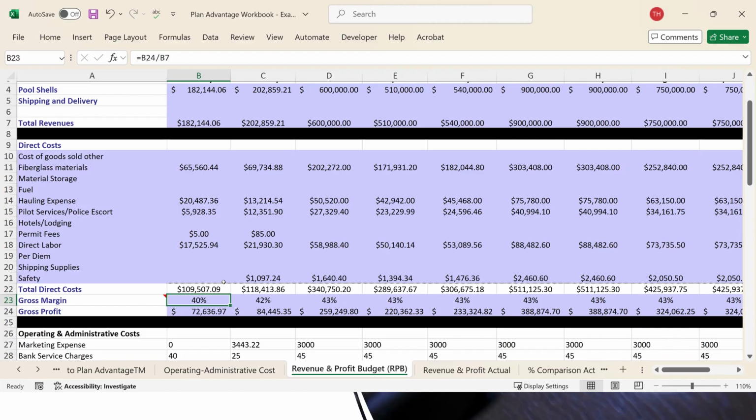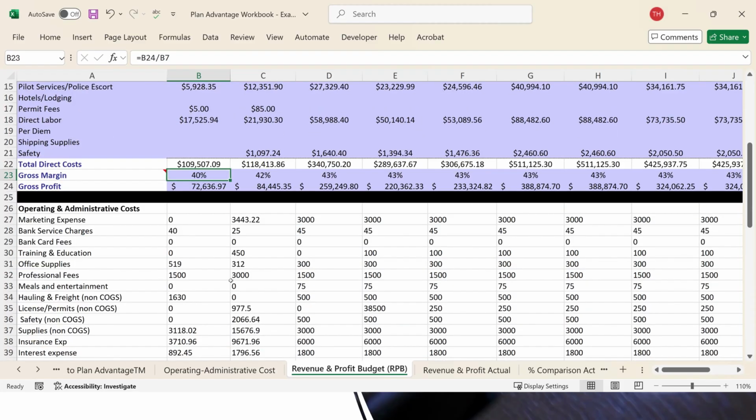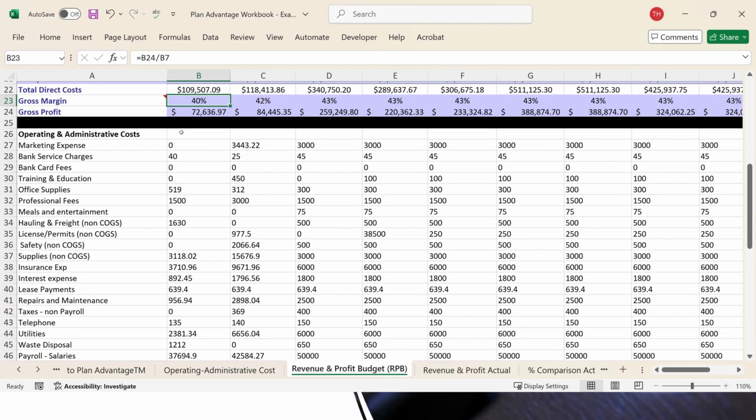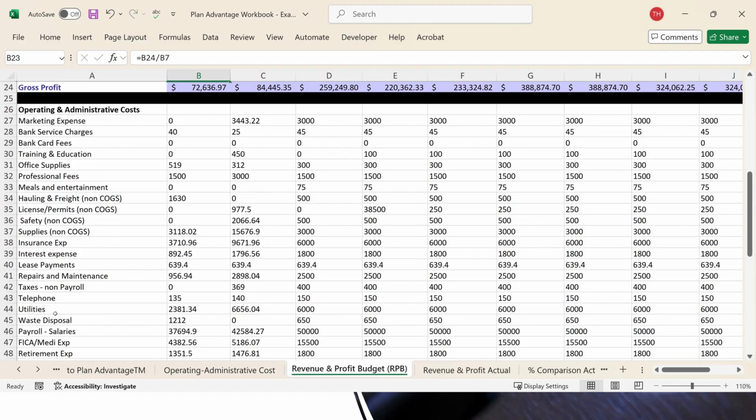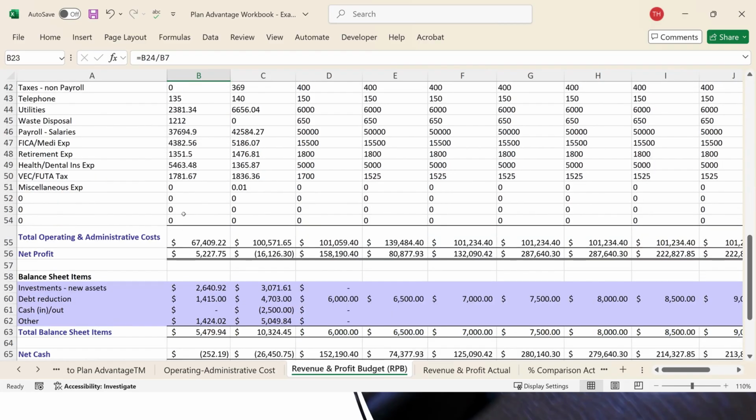Okay, whether the revenues go up or the revenues go down. And now just reviewing the third section down here, this is the overhead, the indirect costs, or the operating administrative costs. And again, you can see things in there like training, bank service charges, marketing, non-cost of goods sold, hauling and freight, any permits, lease payments, taxes, telephone expenses, utilities, and then any payroll salaries, any benefits that you have to pay, retirement expenses, FICA and medical expenses, that type of thing. And we come down here, get our total.